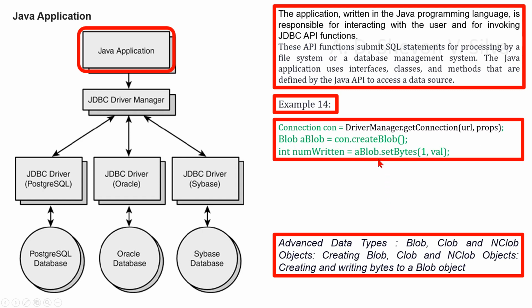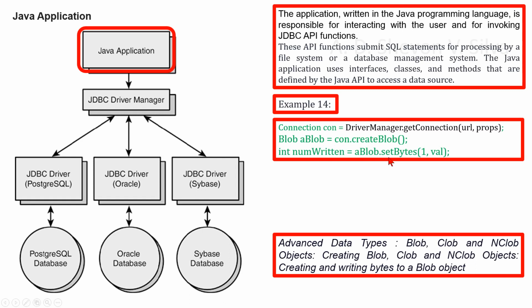The Connection interface provides support for creation of Blob, Clob, and NClob objects using the methods createBlob, createClob, and createNClob. The object that is created does not contain any data.